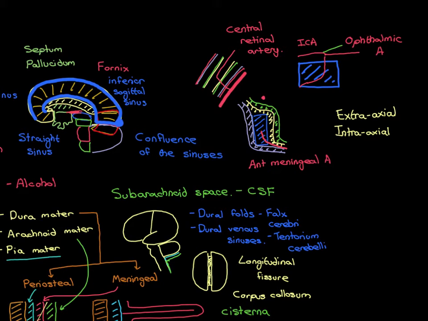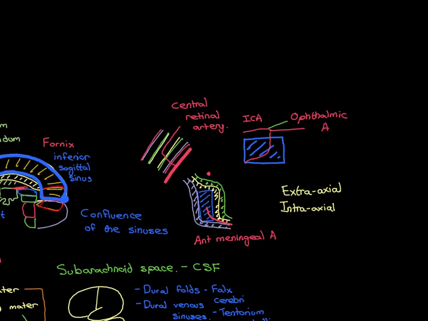So the second major branch that the internal carotid artery gives off is this anterior cerebral artery here in green. Let me write down its name. So this is the anterior, so it's going to supply the anterior portion, and it's the cerebral, so it's going to supply the cerebral hemispheres, and then it's an artery.